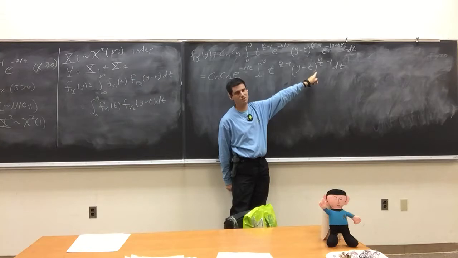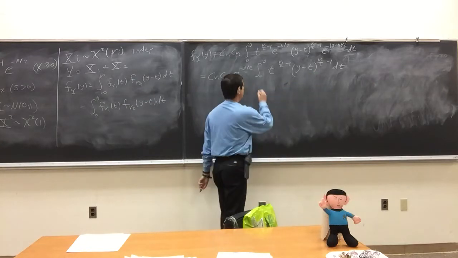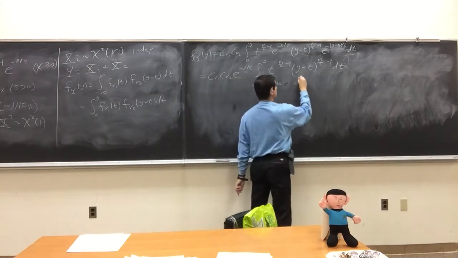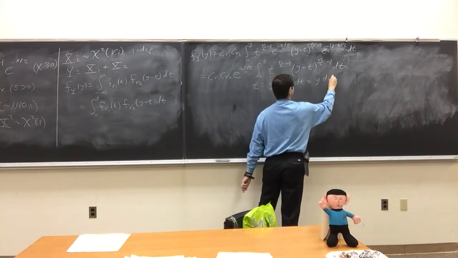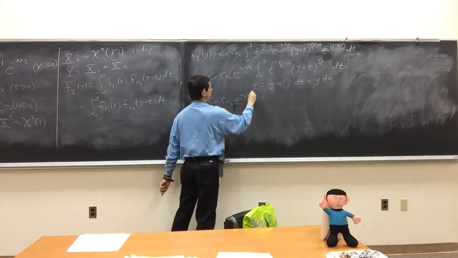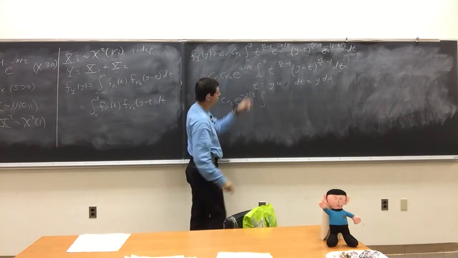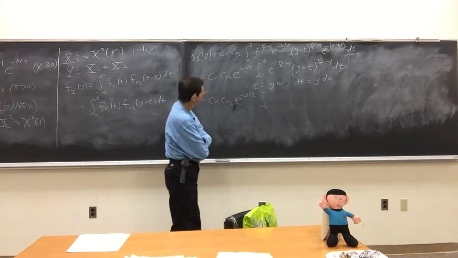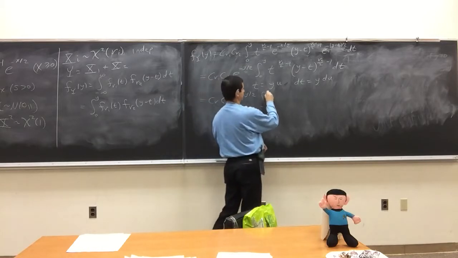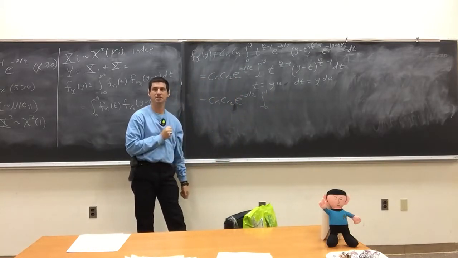Y. Well, you can't just change t to y, but we could let t equal y times u. And then dt would equal y du. And now we get that this equals c nu 1, c nu 2, e to the negative y halves integral. If t goes from 0 to y, what does u go from? So what does u go up to? 1. Oh, that's nice. No more y dependence in the integration.